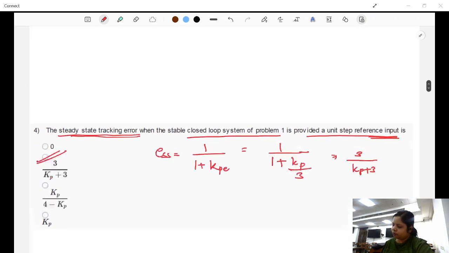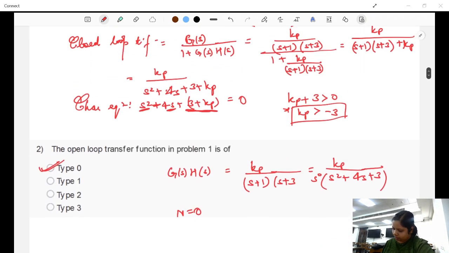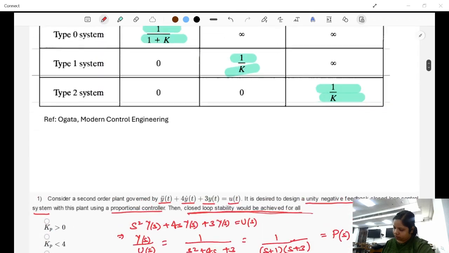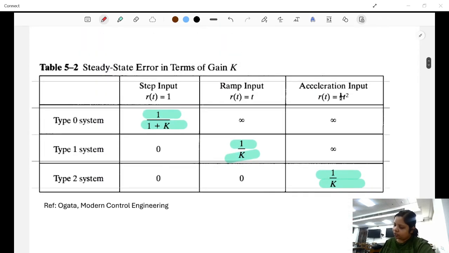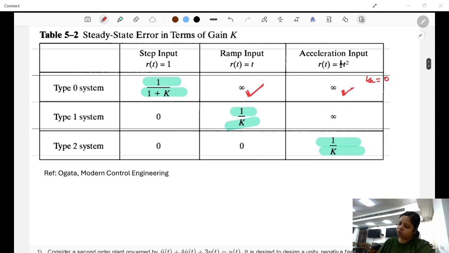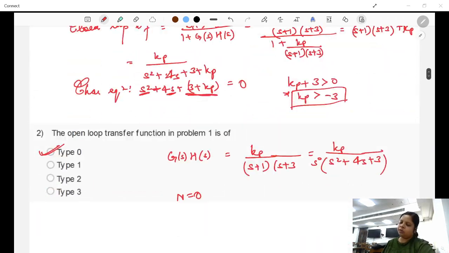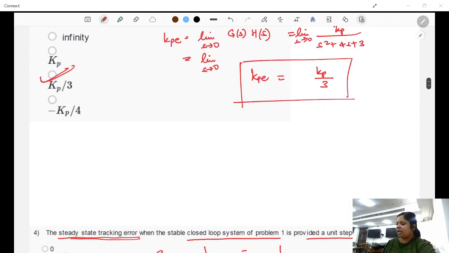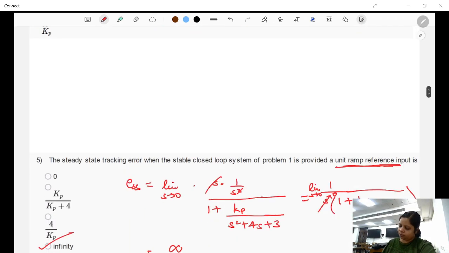So what was the type of the system that you chose? It was a type 0 system. So when it was a type 0 system, you got infinity here. The steady state error in this case was infinity, and in this case also it is infinity, but what we found out in the question was K, and that was 0. So you can see that you can directly use this anywhere. You need not calculate when you have a 0 and infinity kind of situation over there.